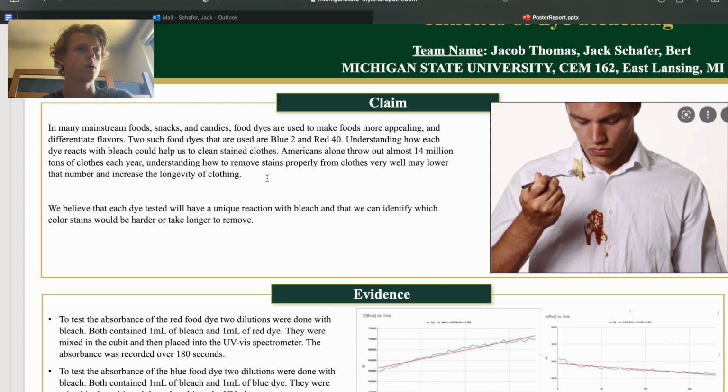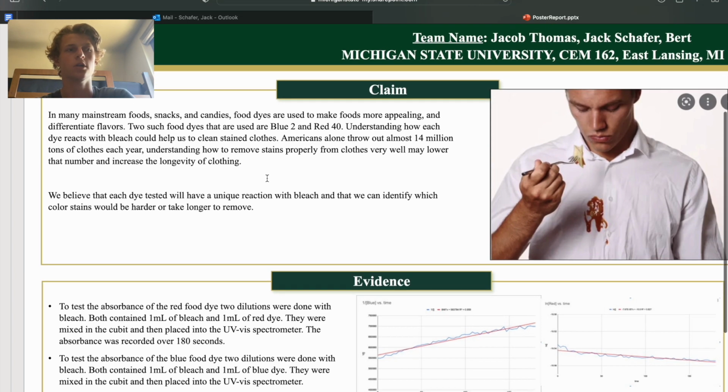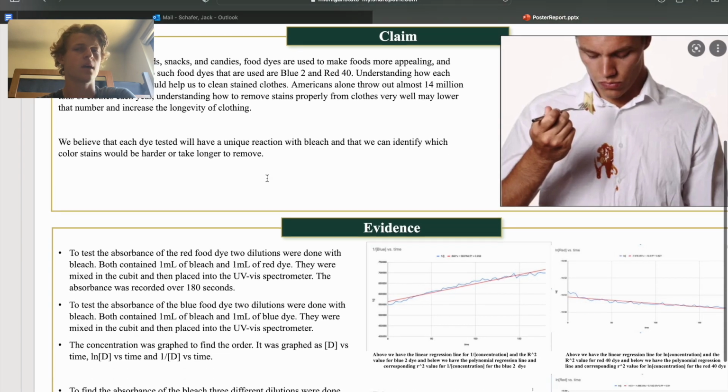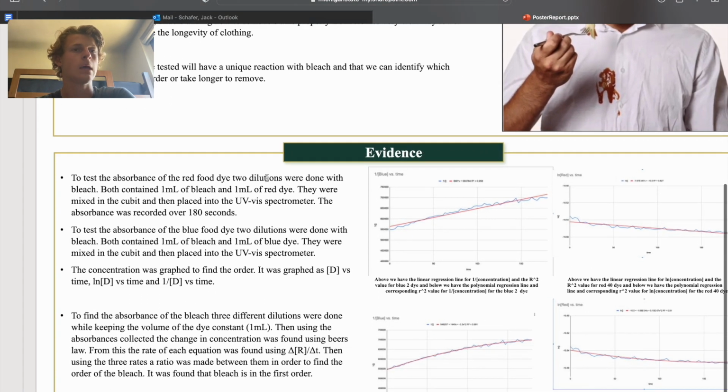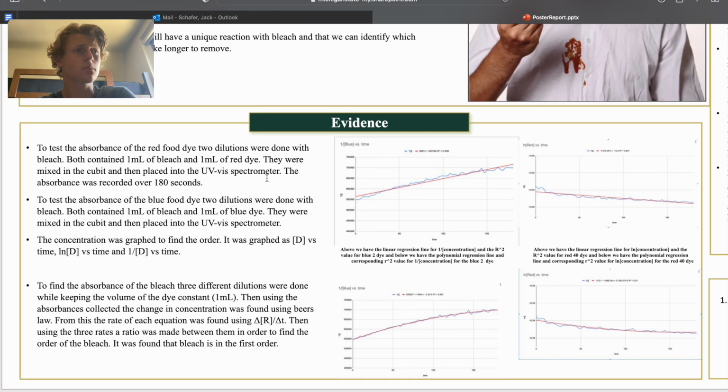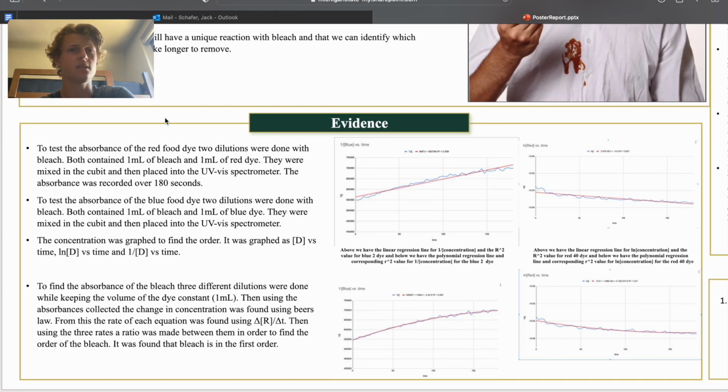Essentially what we're claiming here is that each dye tested will have a unique reaction with bleach, and we can identify which color stains will be harder to remove. We're going to use orders to find that. Some of the evidence we have down here is how we tested the absorbance to find what order each dye is.